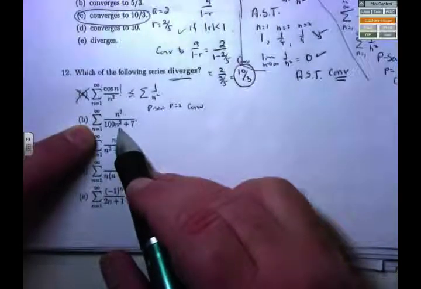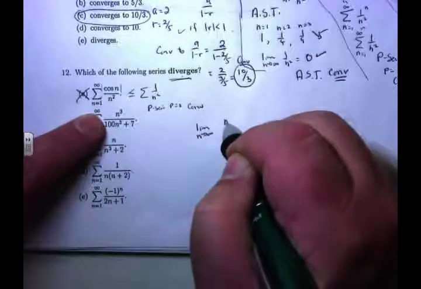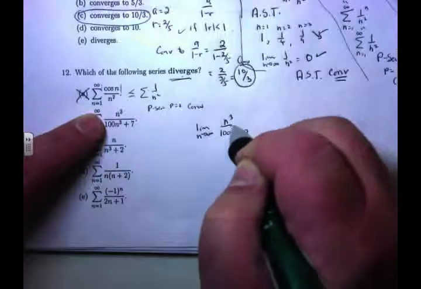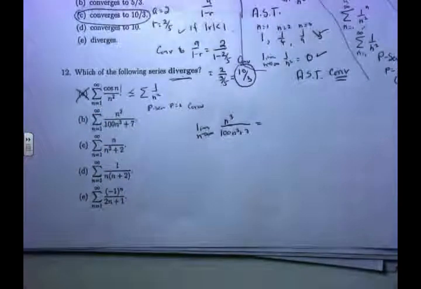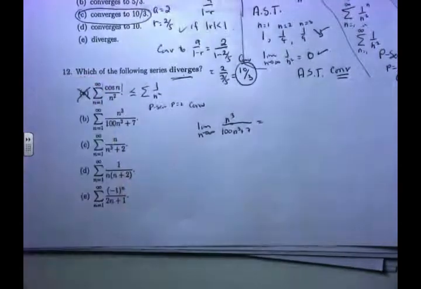Anytime I've got polynomial over polynomial, you should feel the pressure to do this. Take the limit as n approaches infinity of n cubed over 100 n cubed plus 7. I'm doing it in my head, but I'm writing it out for you guys. Anytime you've got a series, the sequence part should always be fractions where the denominator is bigger, because these have got to go to zero. It's called the divergence test. If the limit as n goes to infinity of the sequence part of a series does not go to zero, if you get a number that's not zero, the series is always going to diverge.